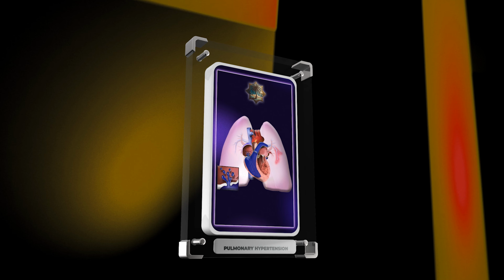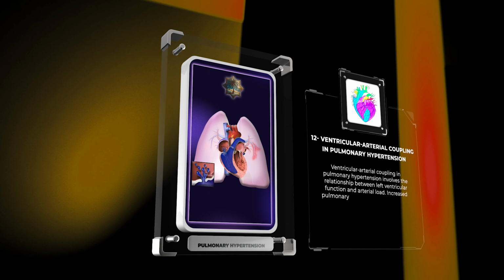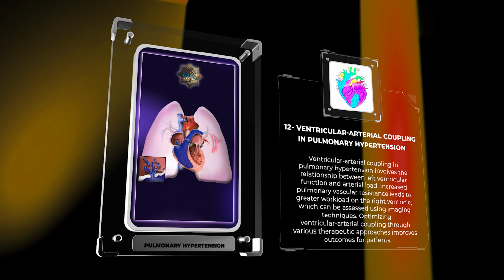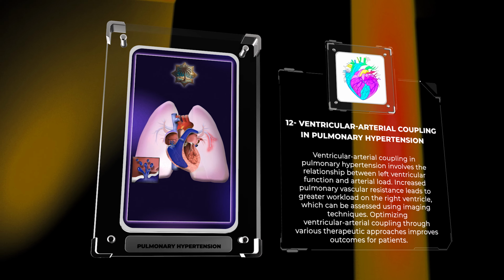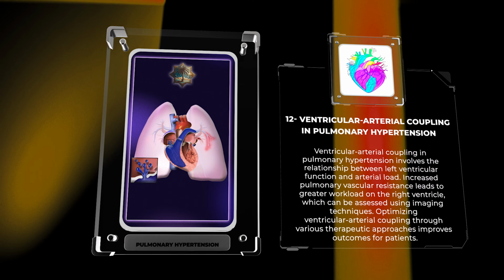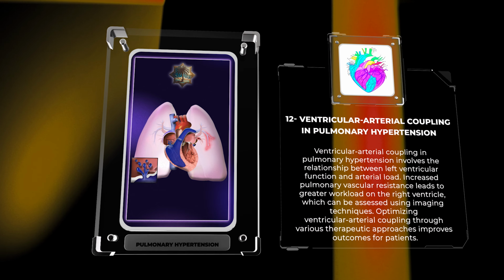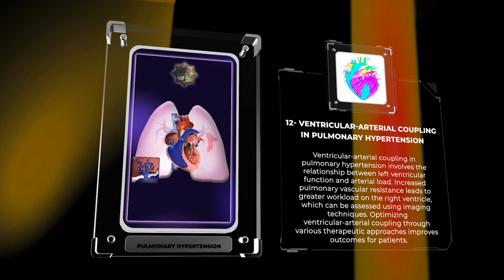Ventricular arterial coupling in pulmonary hypertension involves the relationship between ventricular function and arterial load. Increased pulmonary vascular resistance leads to greater workload on the right ventricle, which can be assessed using imaging techniques. Optimizing ventricular arterial coupling through various therapeutic approaches improves outcomes for patients.